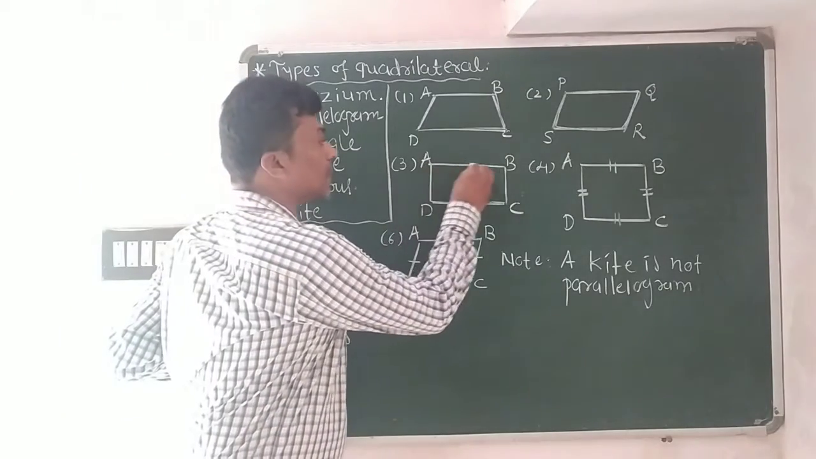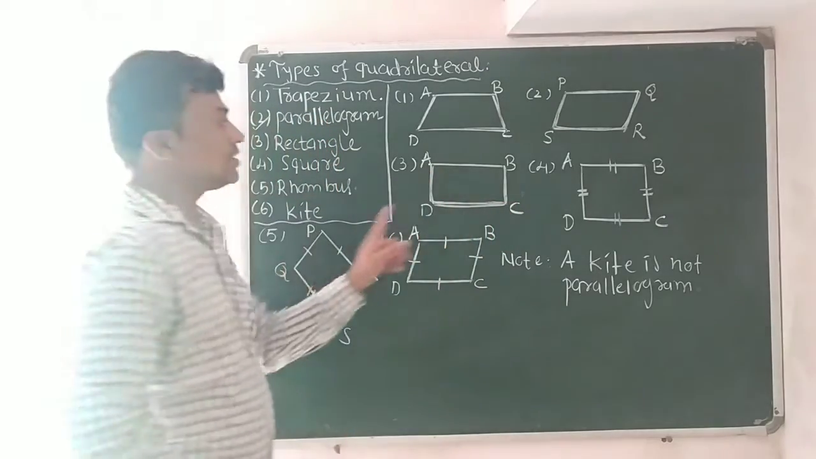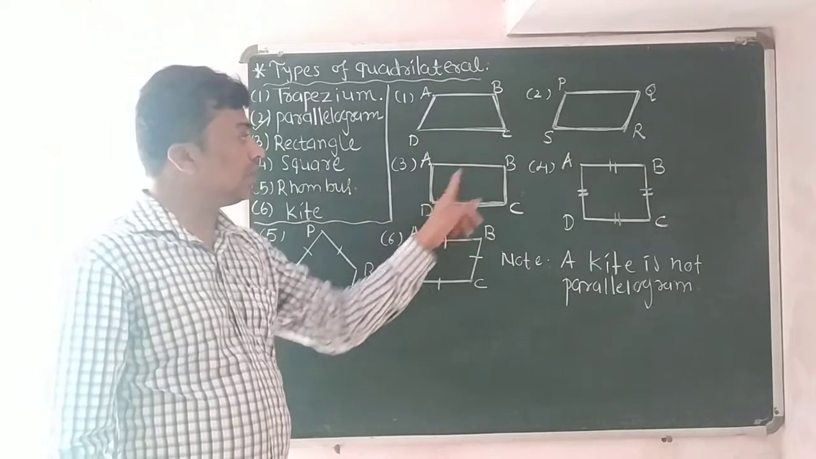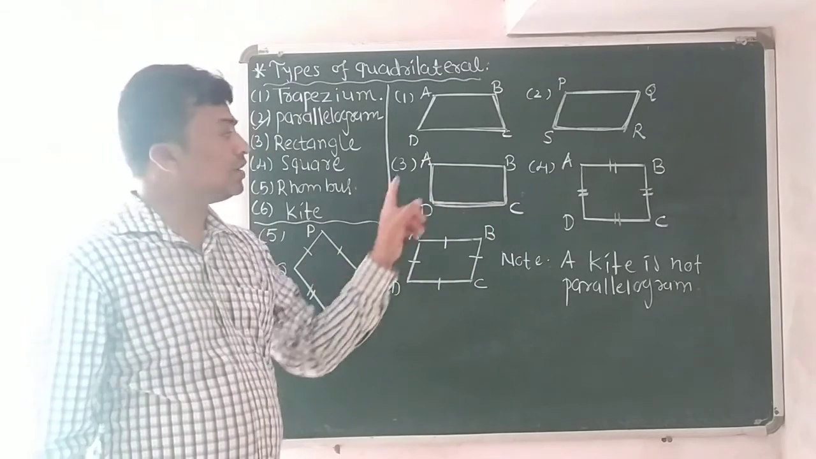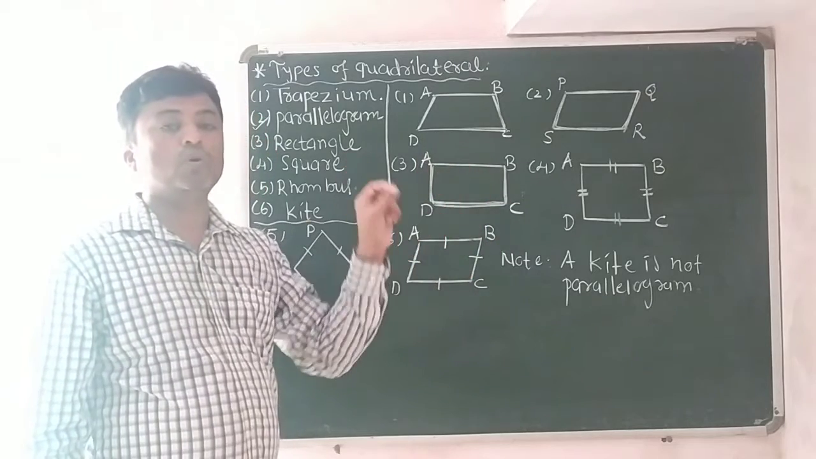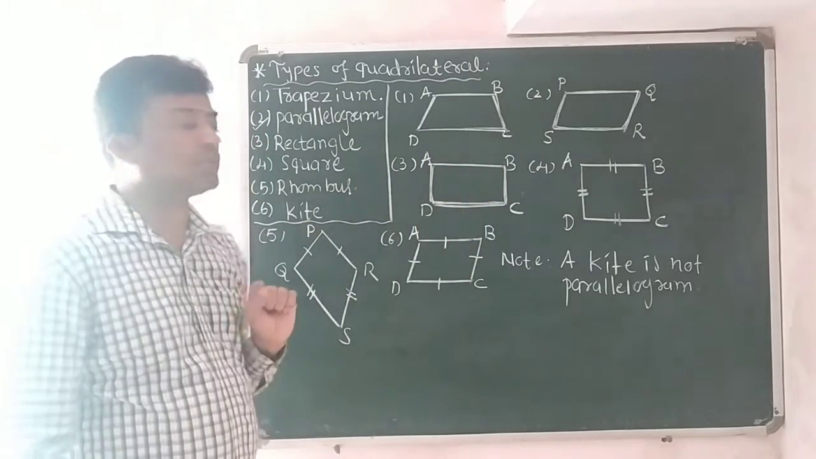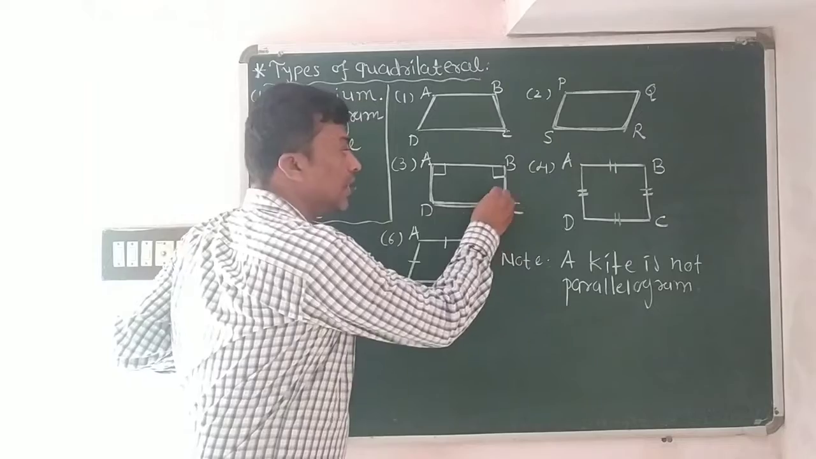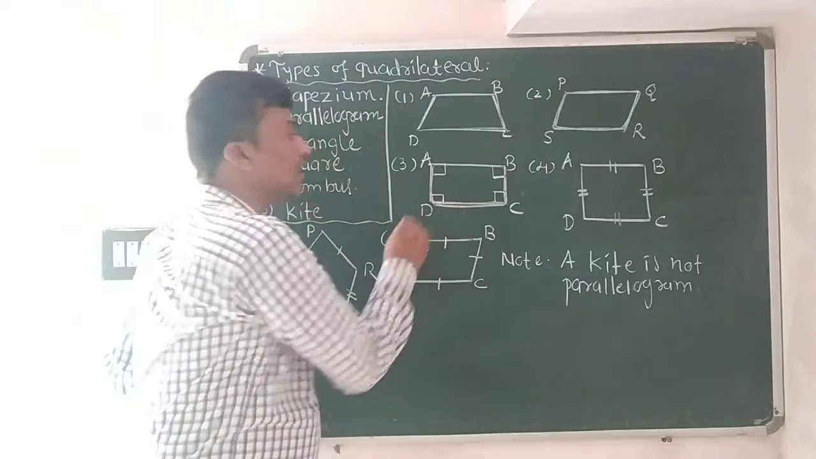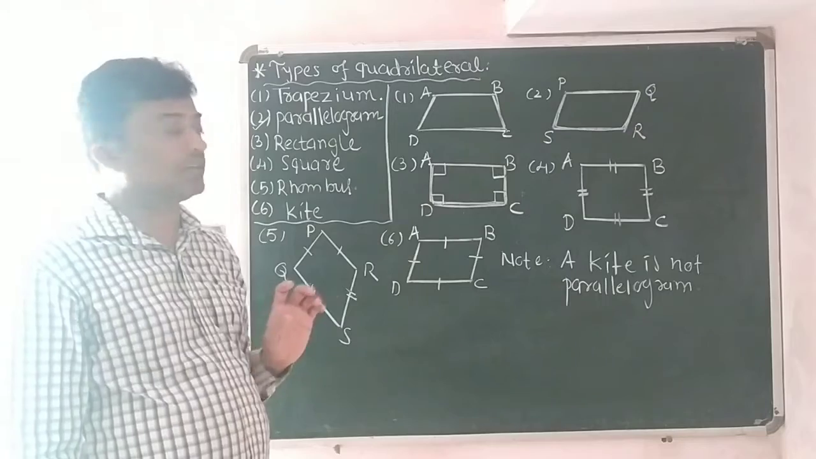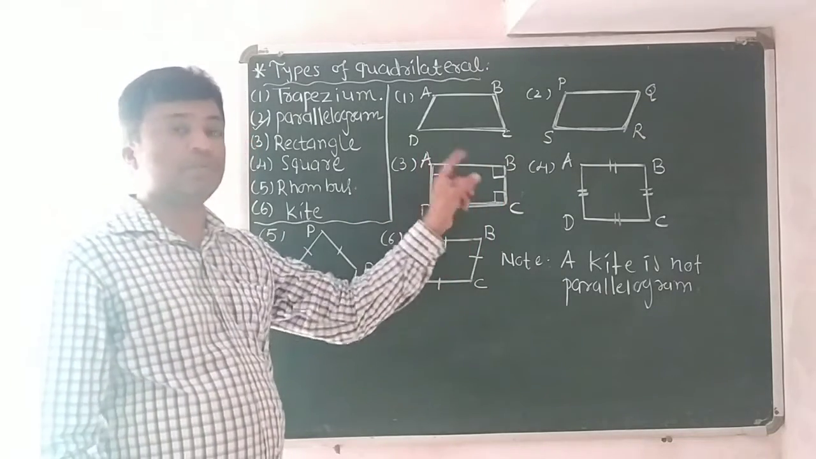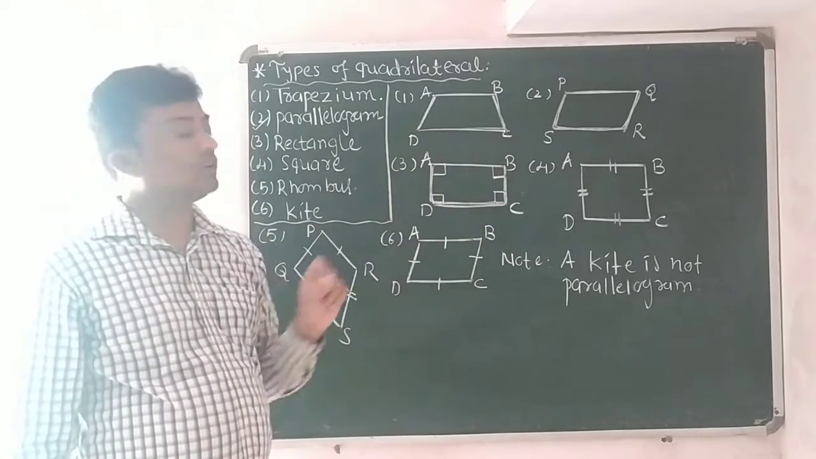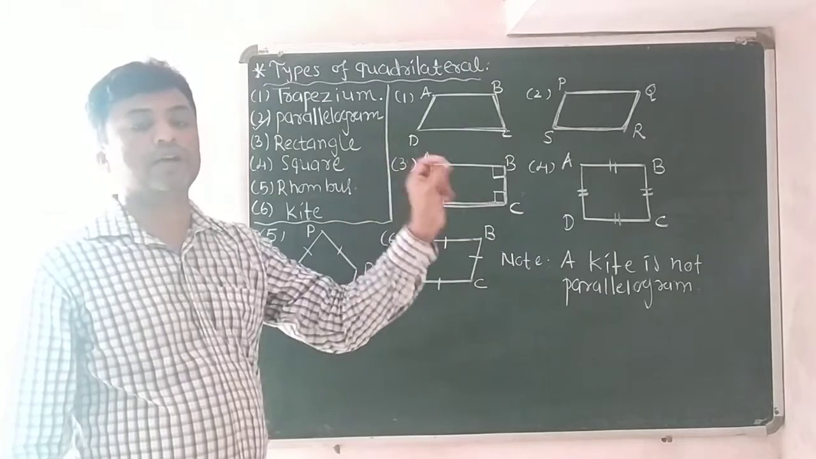So see children, this is the parallelogram ABCD. See, AB and DC both are parallel to each other. AD and BC both are parallel to each other, means in quadrilateral ABCD both pairs of opposite sides are parallel to each other. And see, angle A measures 90 degrees, angle B measures 90 degrees, angle C measures 90 degrees and angle D also measures 90 degrees. So see children, here quadrilateral ABCD is the parallelogram and all its angles are right angles. So quadrilateral ABCD is known as rectangle.